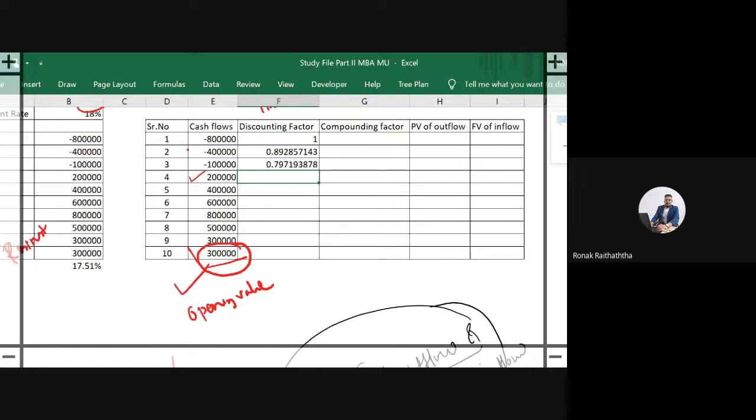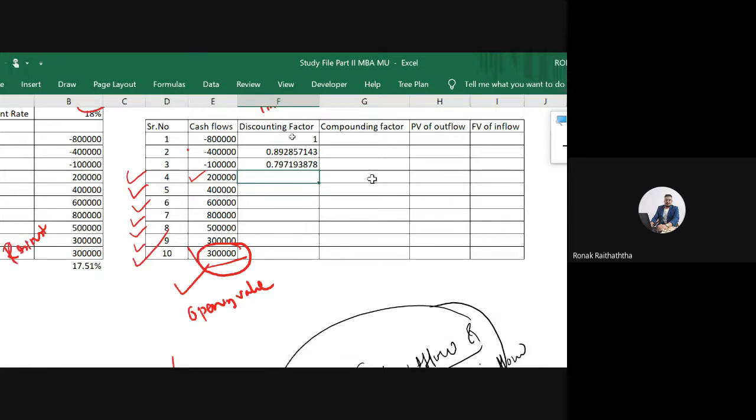I'm sorry. So 4th year, 5th year, 6th year, 7, 8, 9 and 10. So for the 4th year, you will get the full interest. 5th year's interest will also be given. 6 years interest will also be given. 7, 8, 9 and 10. So it will be 7 years in total. I'm really sorry. So 7 years will be taken as the compounding factors.